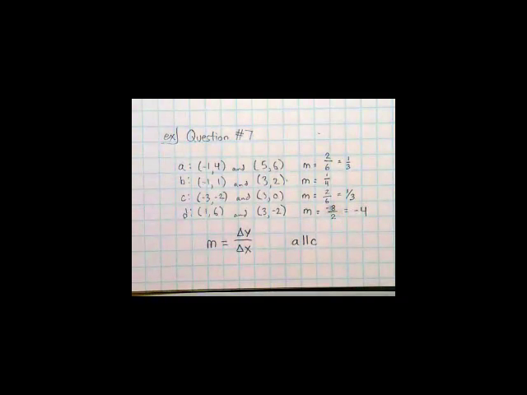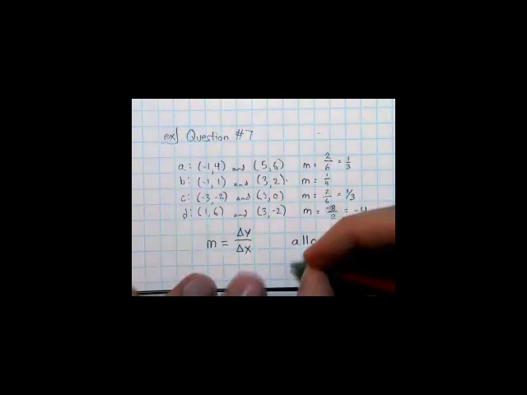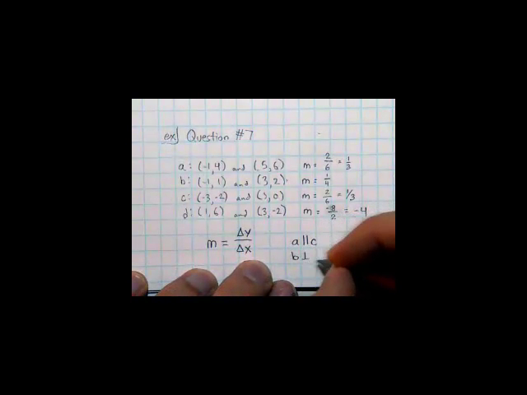And then do we see any perpendicular lines in there? Somebody who has not spoken yet. Anybody else? Where are my perpendicular lines? We have some in there. B and D. Good. 1/4 and negative 4. So B is perpendicular to D.